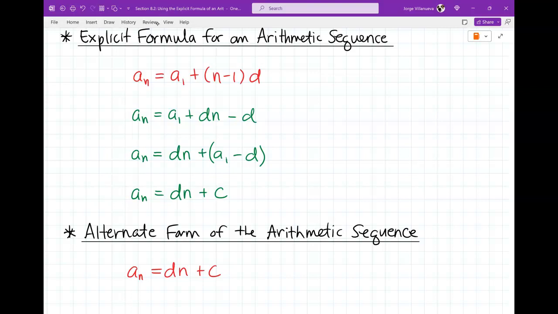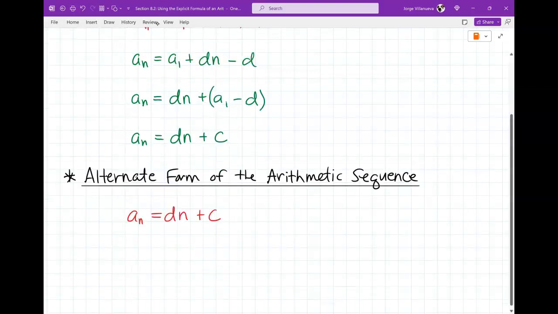So when you take your first term and your common difference and you add them or subtract them, you're going to get another number, right? So we're just going to call that C as a constant value. All right, in calculus, we do that a lot. C is just some number. We don't know what it is, but it's a number. So here we go.